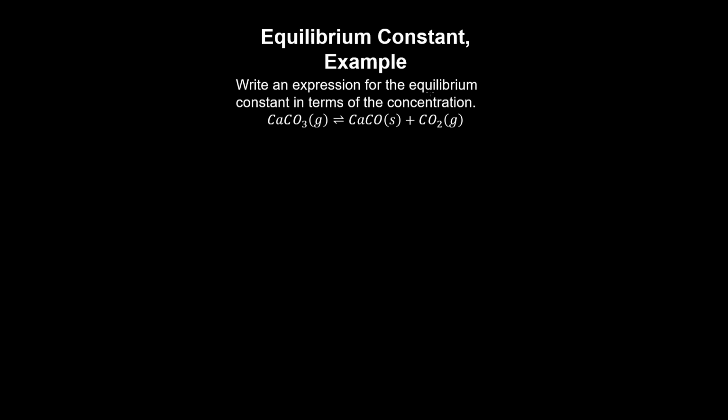Write an expression for the equilibrium constant in terms of the concentration. Well, the equilibrium constant is equal to the concentration of the products in a numerator raised to the stoichiometric coefficient on the concentration of the reactants in the denominator raised to the stoichiometric coefficient. And we don't include the concentration of solids and pure liquids in the expression for the equilibrium constant.